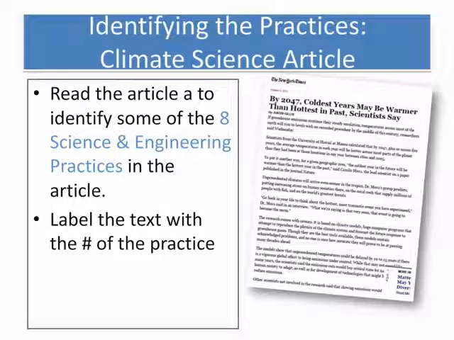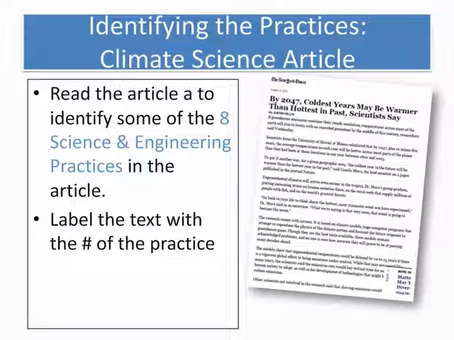So we've used a video case on C-star wasting syndrome to think about the 8 science and engineering practices. What we're going to do now is read a piece of text that's in your packet. This is an article from the New York Times from about a year ago, and it has a real catchy title. It says, "By 2047, coldest years may be warmer than hottest in past, scientists say." So think a little bit about what that is saying to us.